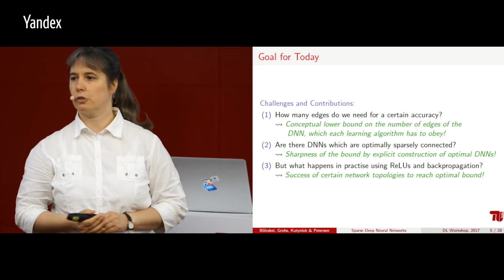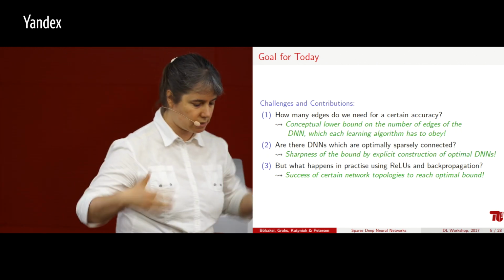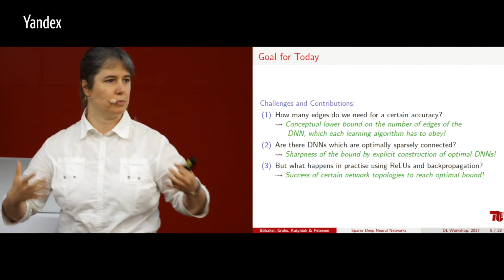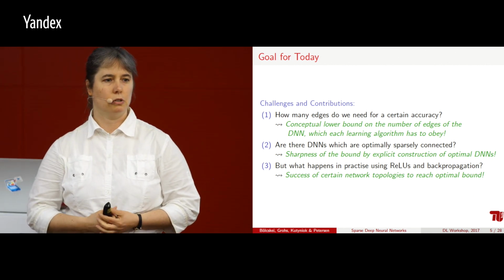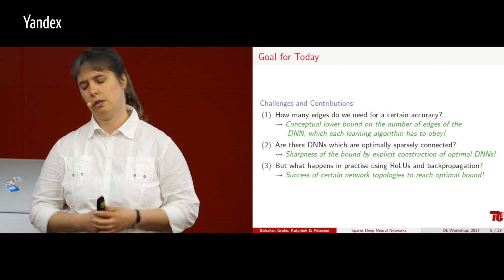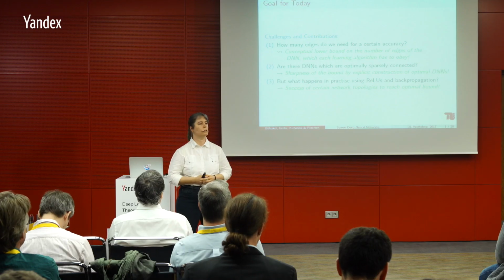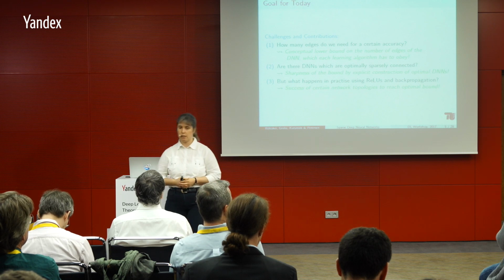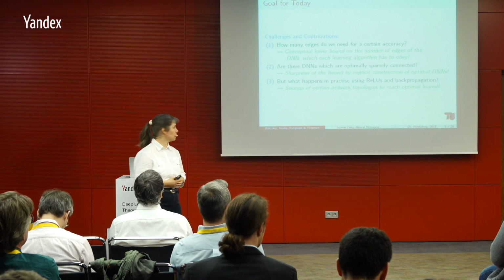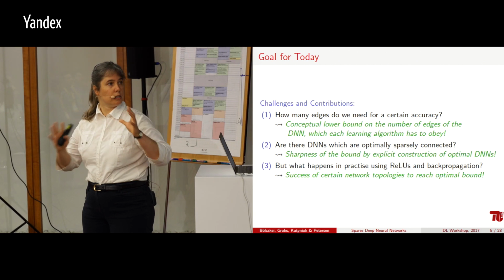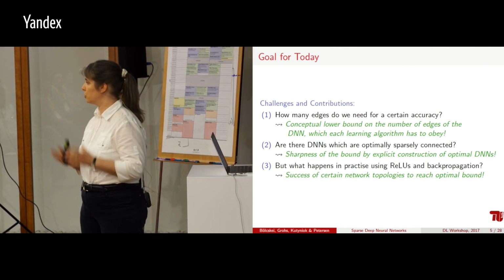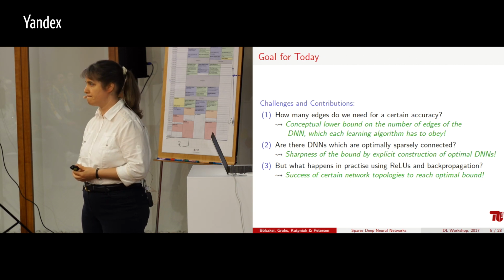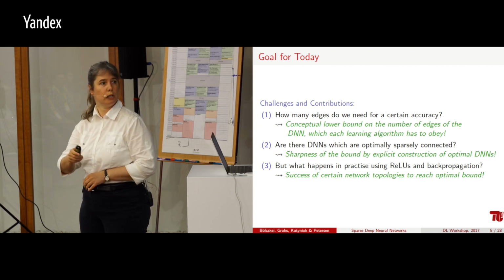And then in the third part, certainly now you can ask, this is nice, there's a lot of theory, but what happens in practice if I have ReLUs and if I train everything by backpropagation? Do I reach this bound relating approximation accuracy to sparse connectivity? And we will see that indeed, if we take certain network topologies, we are able to almost reach this optimal rate. So this is what this talk will be about.